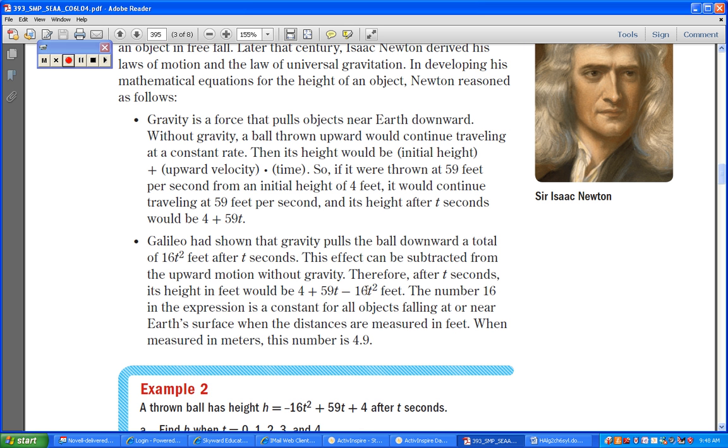Okay, the number 16 in the expression is a constant for all objects. This 16 is not special to my example. It's always going to be 16, and that's if you're talking about feet. And if you're talking about meters, it's 4.9. You're going to see this all the time in science and math.